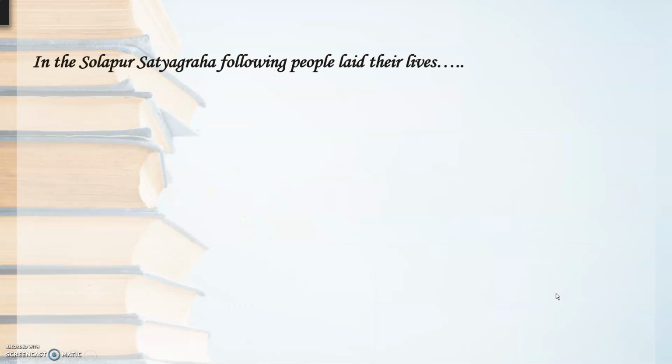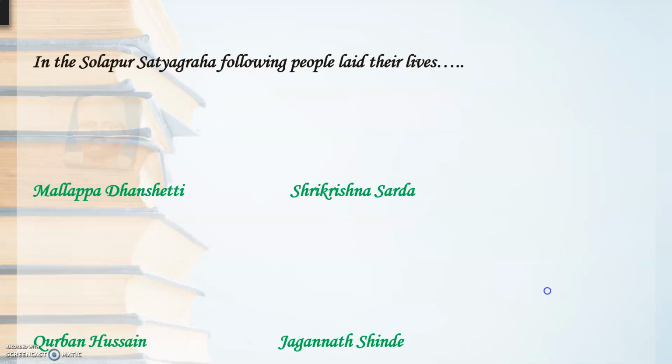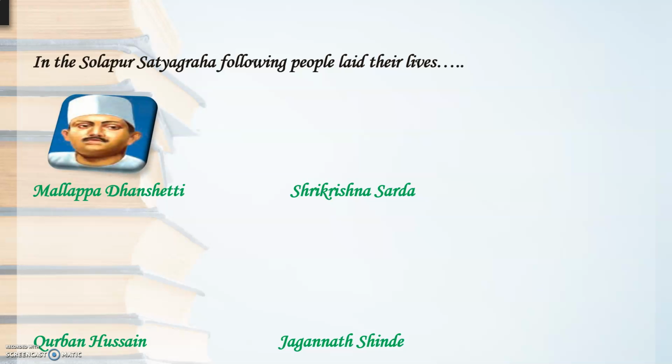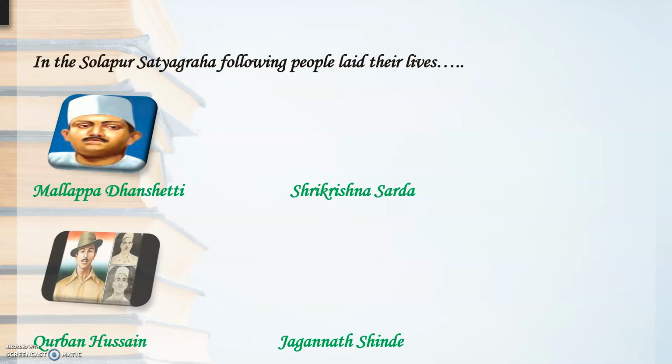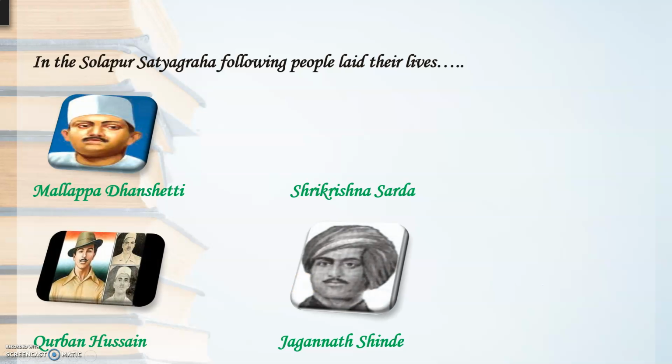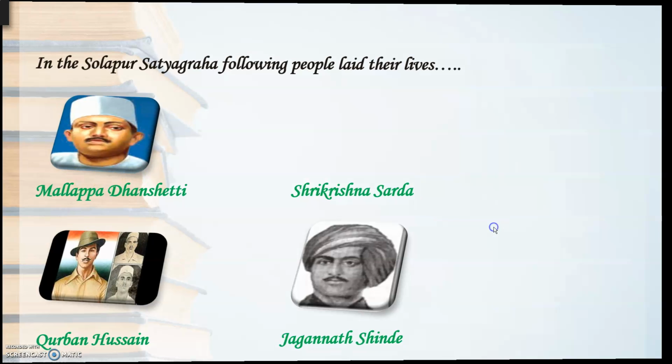In Solapur, the following Satyagrahis laid down their lives: Malappa Dhanshetti, Shrikisan Sarda, Kurban Hussain, and Jagannath Shinde. These people sacrificed their lives in the Solapur Satyagraha.